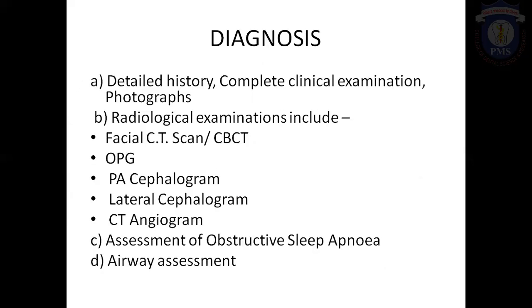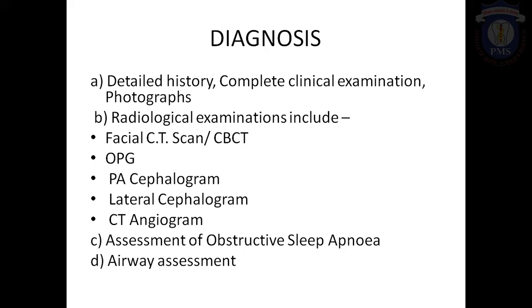Then diagnosis. How can you diagnose TMJ ankylosis? First, detailed history. That is, ask the patient whether he had any history of trauma, infection, surgery, or tumor. Then a complete clinical examination of the TMJ should be done. Also, intraoral examination should be done.